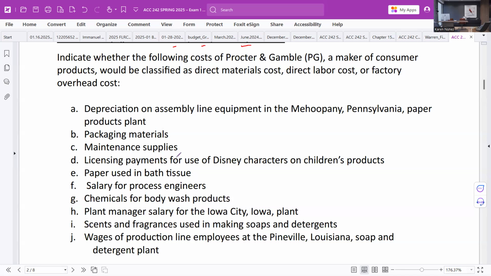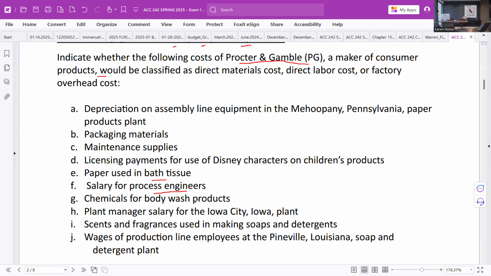That's just going to be overhead. And then the paper used in bath tissue. Well, this is Procter and Gamble, PG. They make consumer products. So we've got bath tissue, right? That's the product. Bath tissue is the product. And that paper that's used in that bath tissue, well, that's going to be direct materials. And then the salary for process engineers. Well, process engineers, that's not direct labor because they're not touch labor. They just provide engineering support for the process, that manufacturing process. That's just overhead.